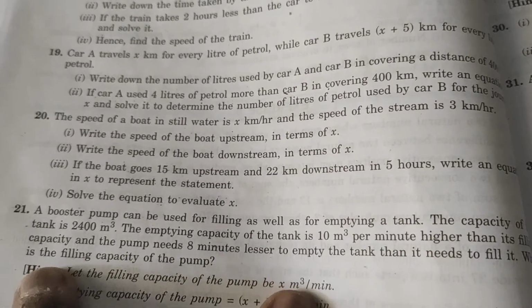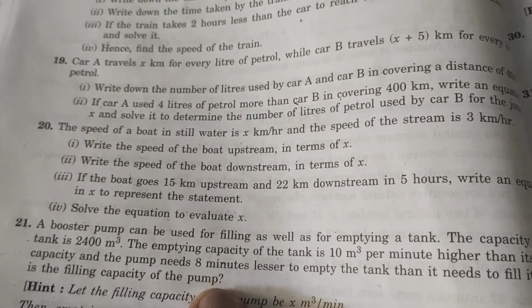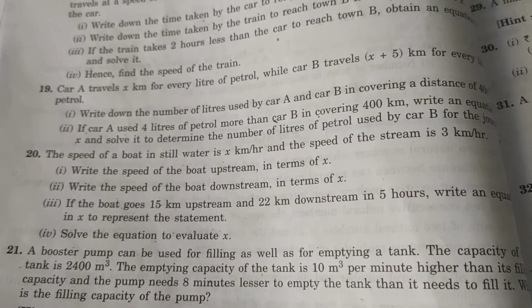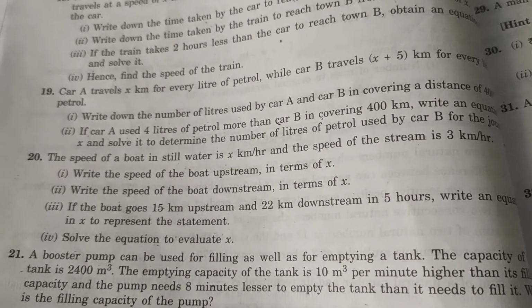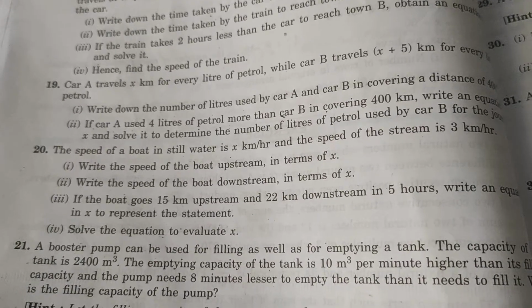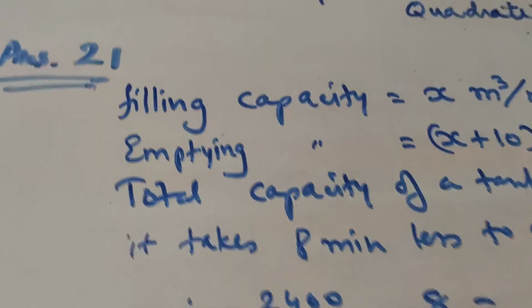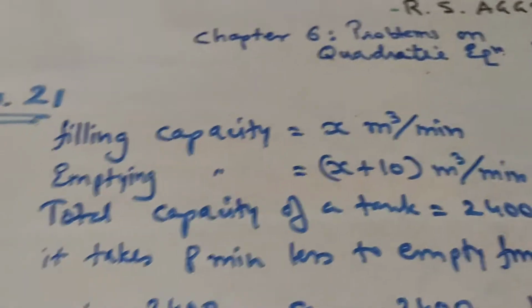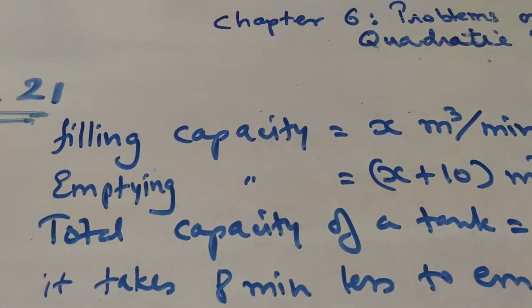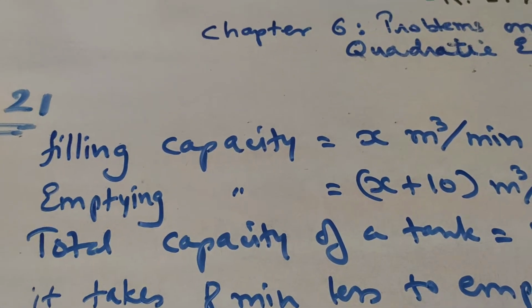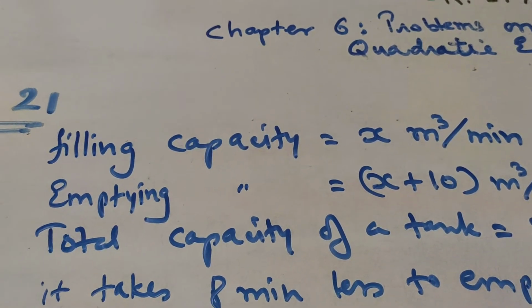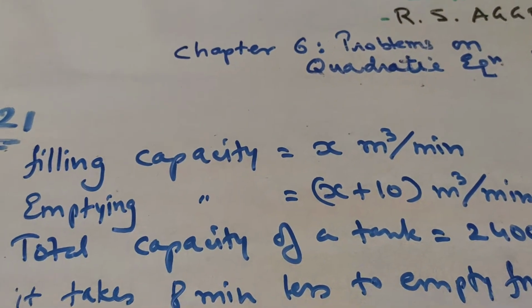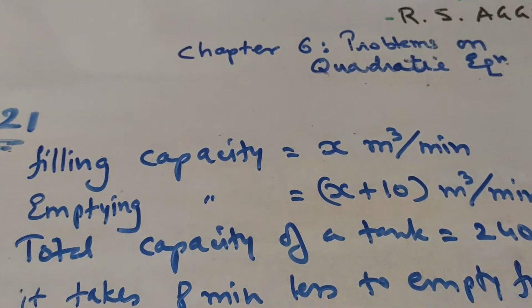Okay, we move on further. What is the filling capacity of the pump? Let us work out this sum and we'll find out the filling capacity of the pump. So let us start. Number 1, the filling capacity is equal to x meter cube per minute. Emptying is x plus 10 meter cube per minute. So emptying is faster than the filling.